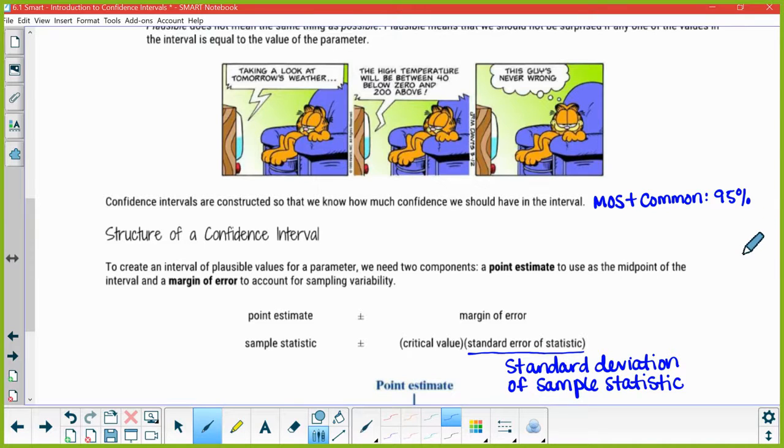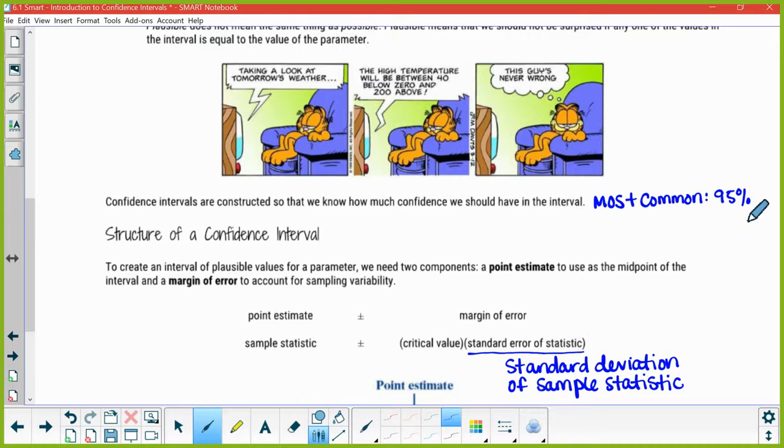I will say most of the time on the AP exam, on tests and quizzes, you will typically encounter a 95% confidence level, just because it's large enough that we can reasonably assume that it's capturing the true proportion. Once you get a lower confidence level, it's a tighter, smaller interval, and you get a little more suspicious of the values.